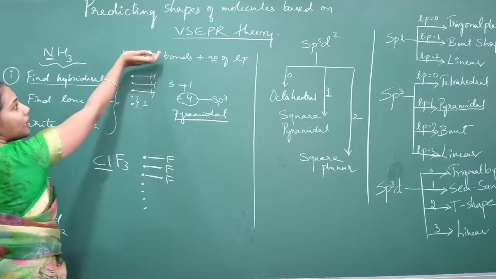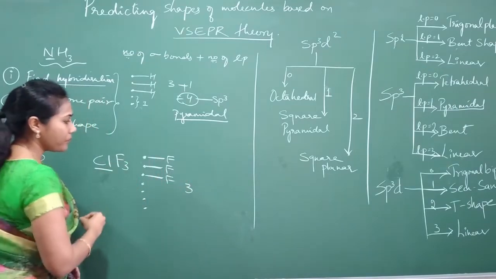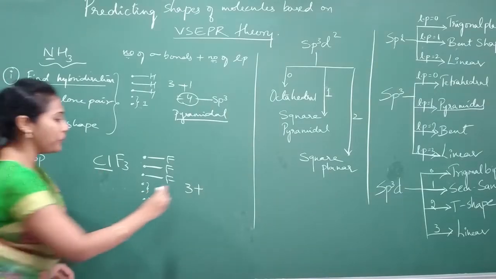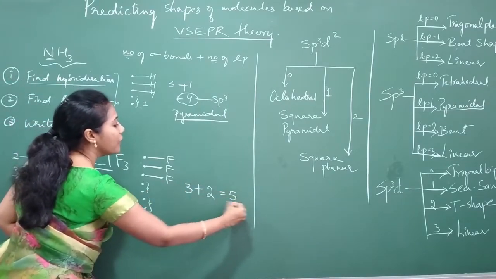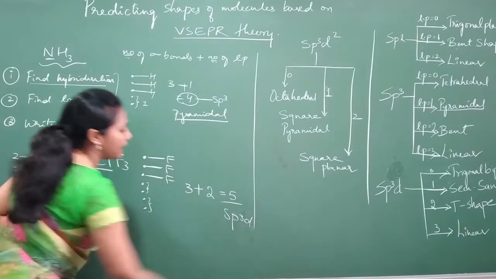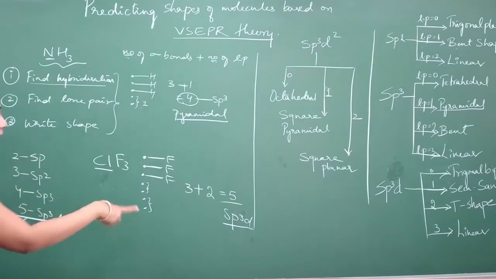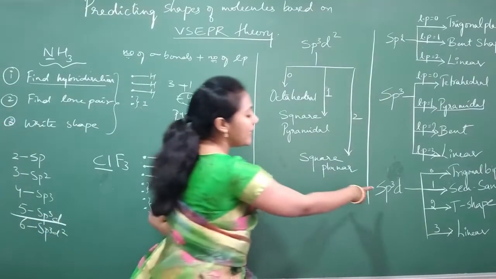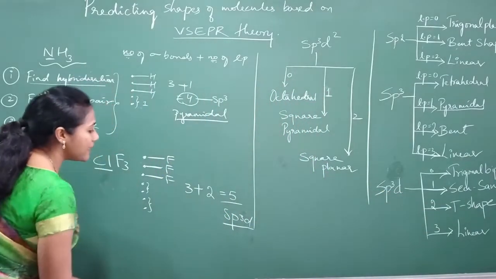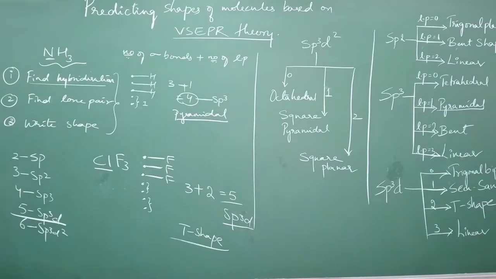Now apply the formula for finding hybridization. Sigma bonds are 3 plus lone pairs, how many? Lone pairs are 2. So 3 plus 2 is equal to 5. If you are getting the number 5, then which hybridization is it? sp3d hybridization. So the compound has sp3d hybridization and how many lone pairs? 2 lone pairs. So search here for sp3d hybridization with 2 lone pairs. So what is the shape? T shape. The molecule will have a T-shaped structure. So it's very easy.